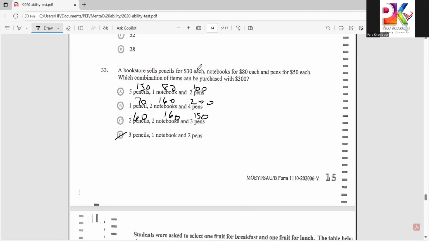Well, let's just check. 3 pencils is 90. One notebook is 80. 2 pens is 100. And right there, it would be $270. And you will be getting back some change from your 300. You can buy some sweetie. All right.